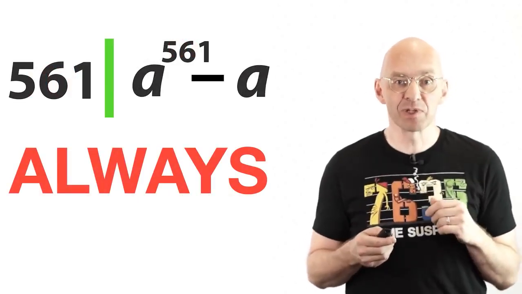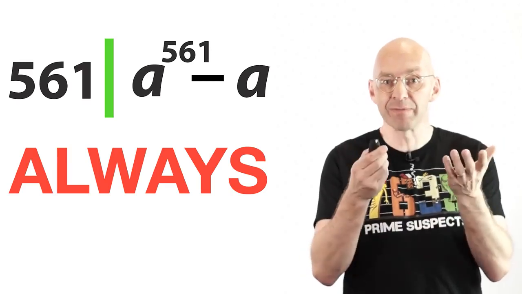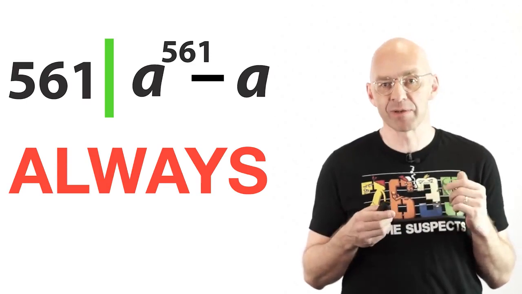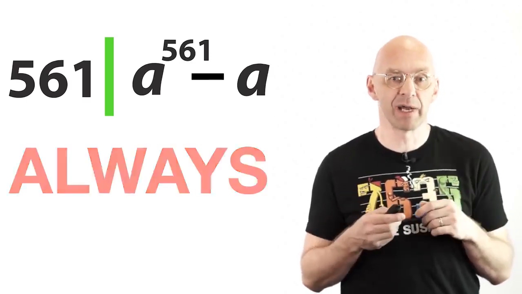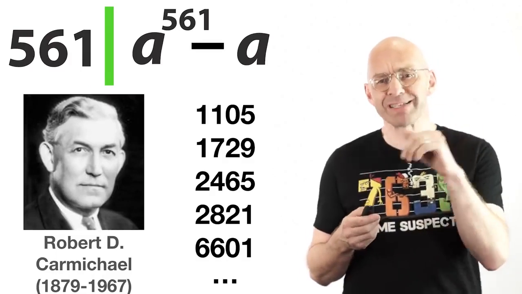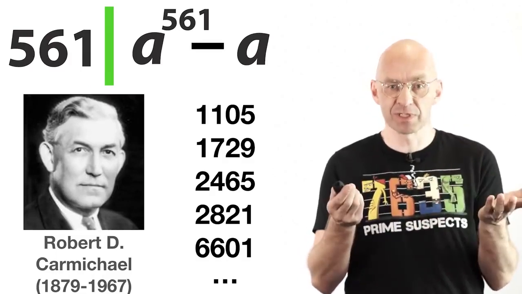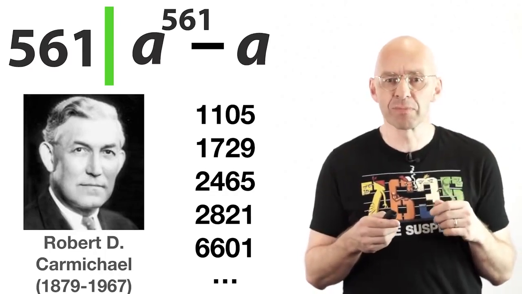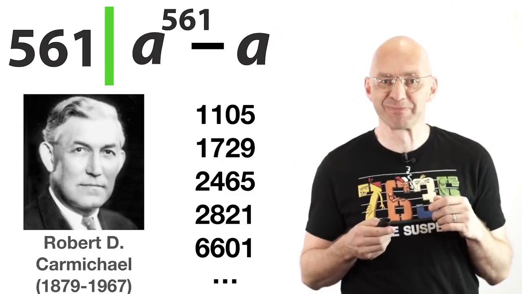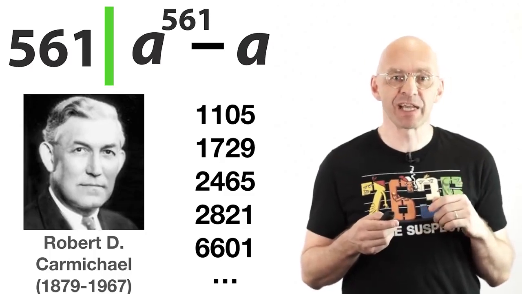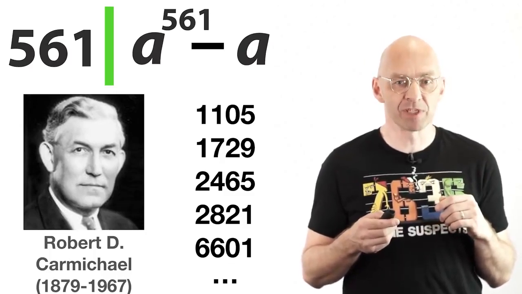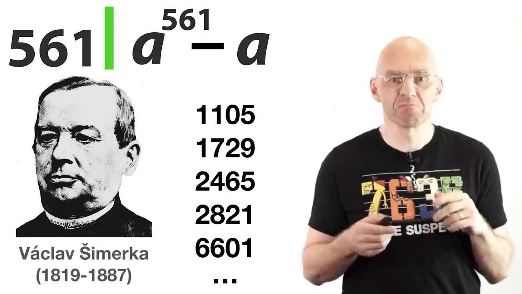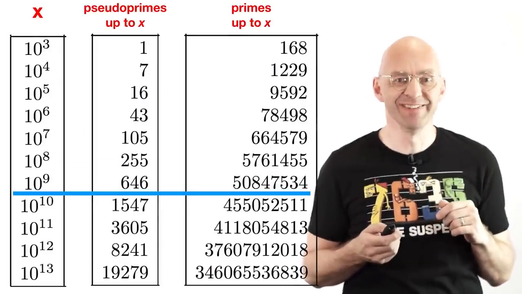Numbers like 561, which Fermat's little theorem cannot distinguish from primes, are called Fermat pseudoprimes, or Carmichael numbers, named after the American mathematician Robert Daniel Carmichael. Actually, they were misnamed since Carmichael was neither the first to discover these numbers nor the first to seriously investigate them. So maybe we should call them pseudo-Carmichael numbers. It appears that the real discoverer of these numbers was the Czech mathematician Václav Šimerka. Anyway, Carmichael numbers are very rare.